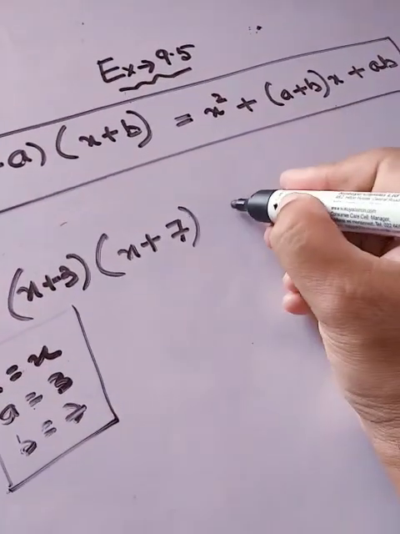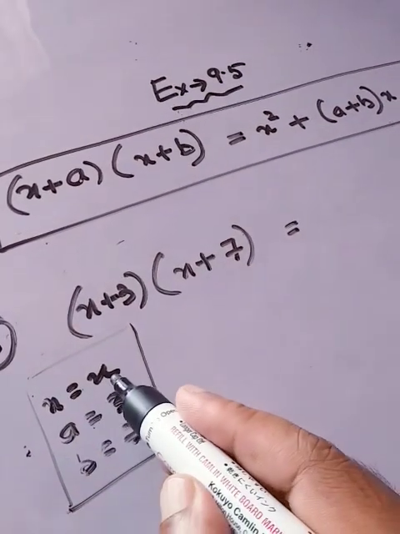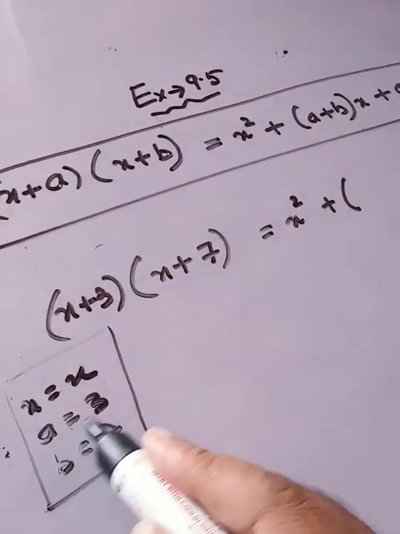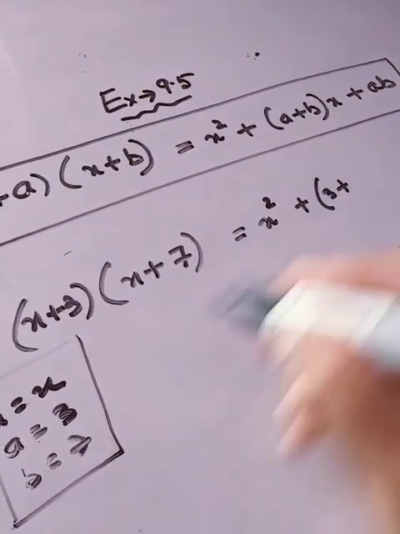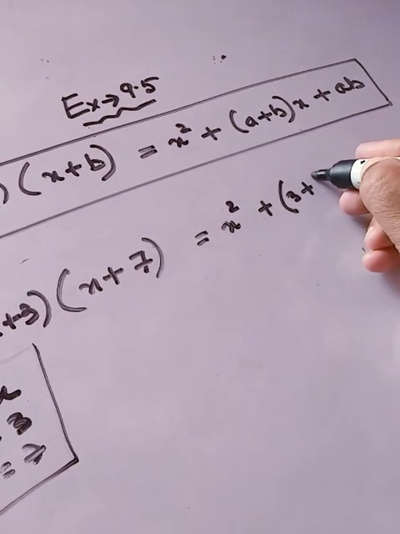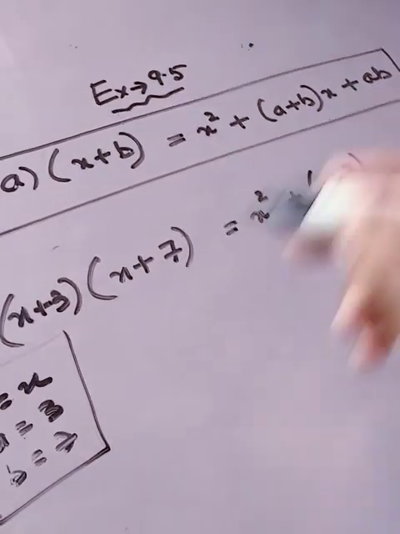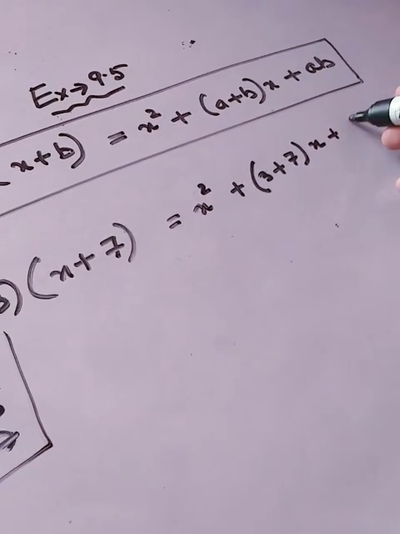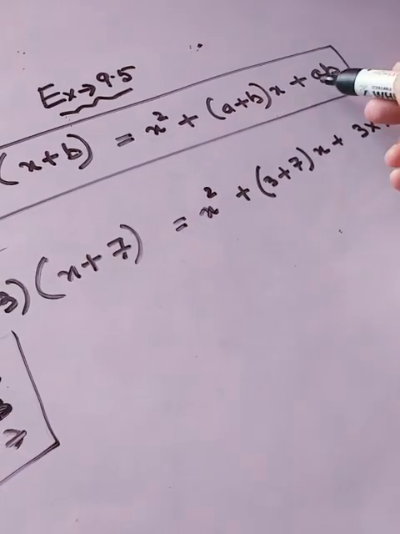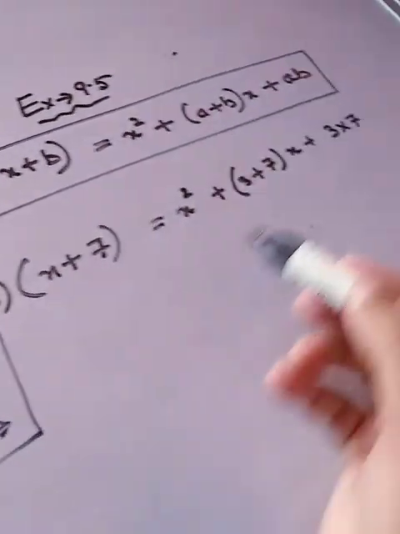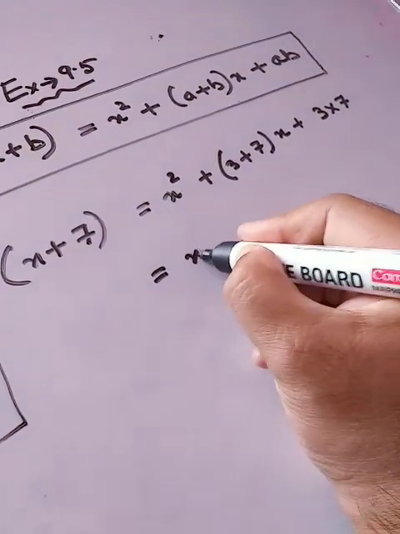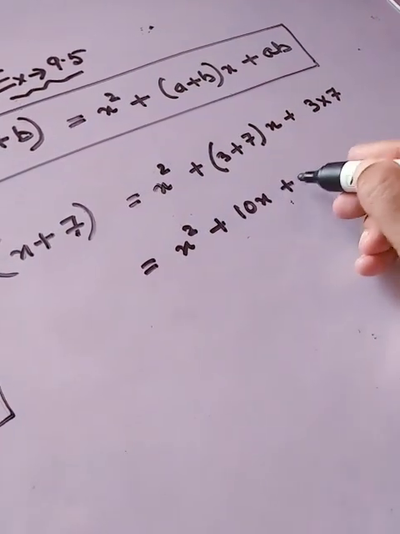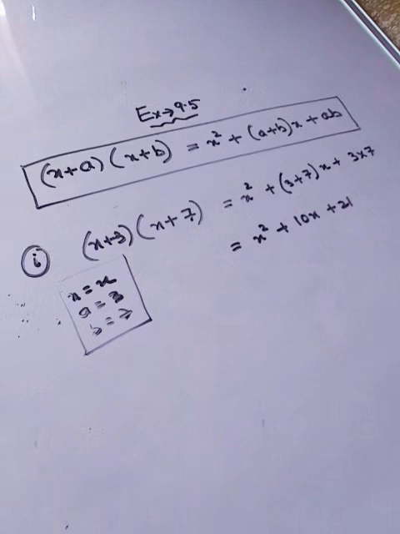So what is the formula? X square. In place of x it is x only, so we will write x square. A plus b, what is the value of a? 3. What is the value of b? 7. And what is the value of x? X only, so we will write x. AB means a into b, that is 3 into 7, because the value of a is 3 and b is 7. Now do the solution. 3 plus 7 is 10, 10x. 3 7s are 21. So this is your answer.